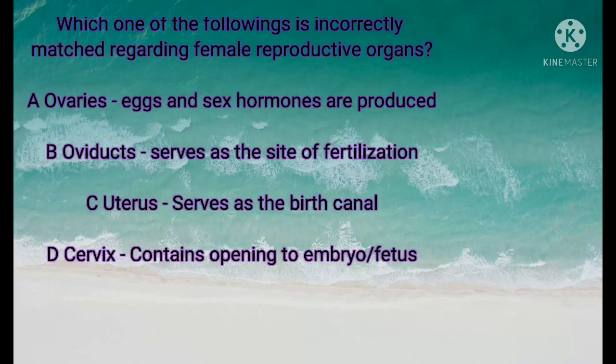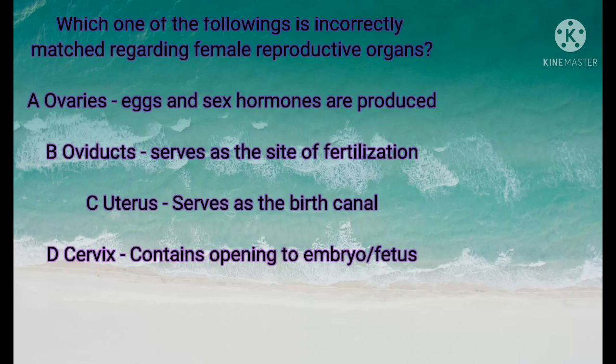So here the next question is: which of the following is an incorrect match regarding the female reproductive organ? The first pair is the ovaries, where eggs and sex hormones are produced. We have to find out the incorrect matching, the false pairing. The second pair is the oviduct serves as a site of fertilization. Then option C is uterus serves as a birth canal, and the last is cervix contains the opening of the embryo, that is the fetus.